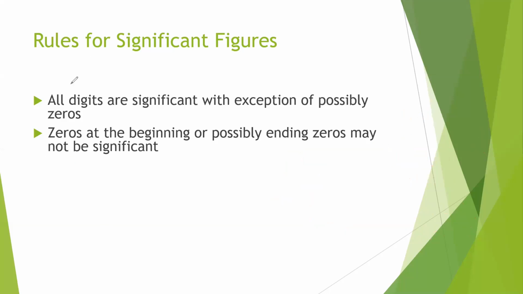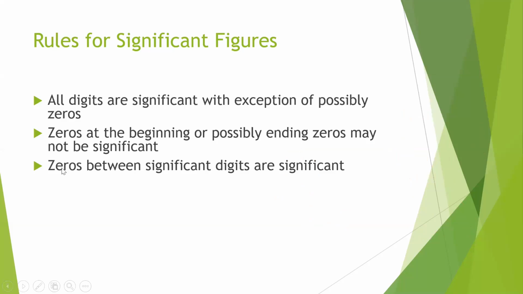And another rule is zeros between two significant digits are significant. So if we have 9, 0, 0, 0, 1, we know 9 is significant, we know 1 is significant, and everything between must be significant. So that's how it works. Any zero between any two significant digits is significant.